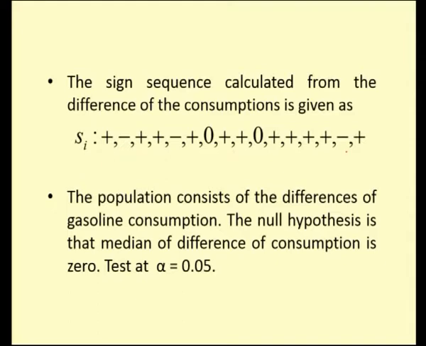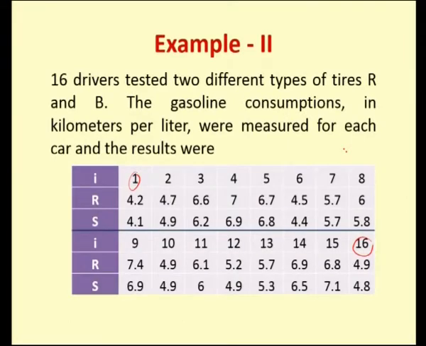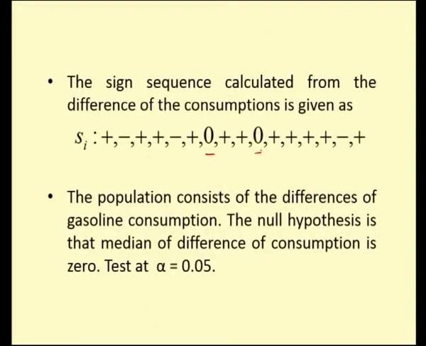So sign difference is given, and at one particular point you find that at 2 states the values are same, namely 5.7 and 5.7, if you subtract, you will get it as 0, and at one more juncture, when you take the difference, this is equal to 0. Therefore at 2 states the values are same, so it is 0. Also you are given that the population consists of the difference of gasoline consumption, that is, this is the difference.